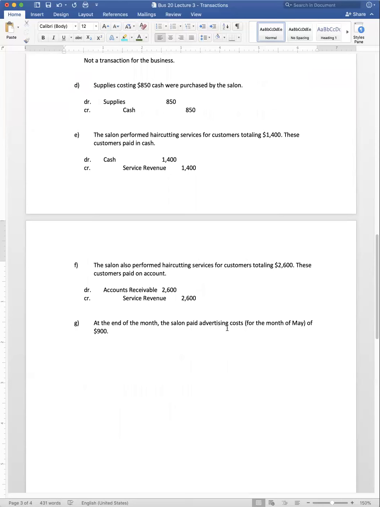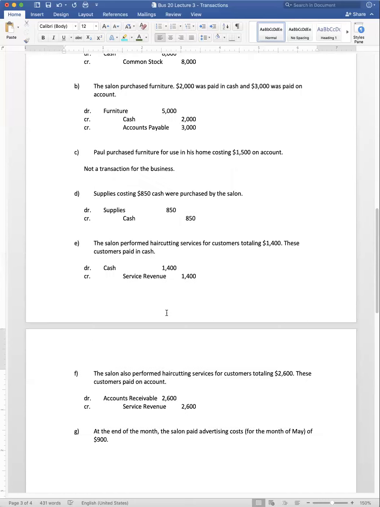Have we used that advertising? Well, the advertising was for May and it's now the end of the month. So it sounds to me like we've used it, right? When we've used something up, we call that an expense. So what we have here is advertising expense.